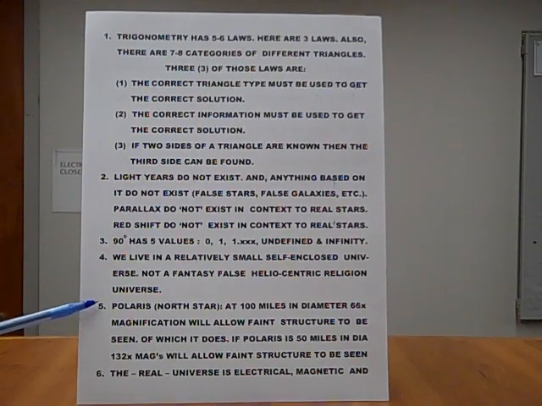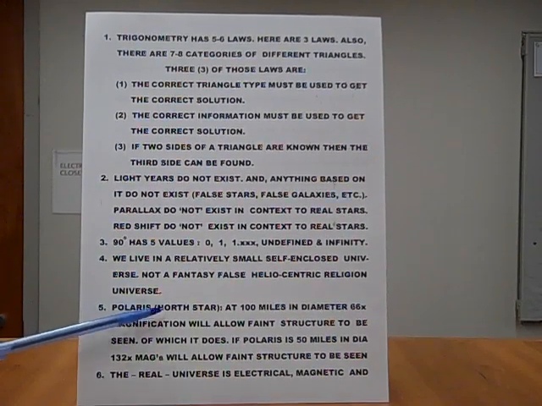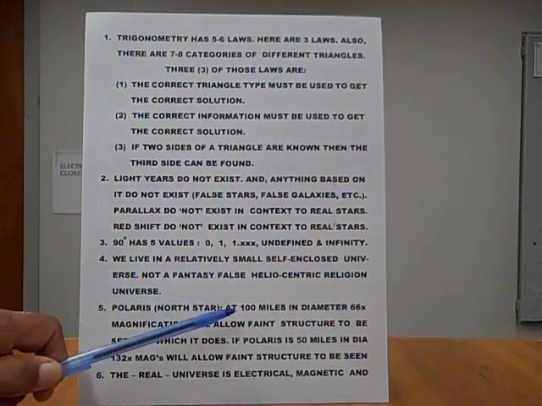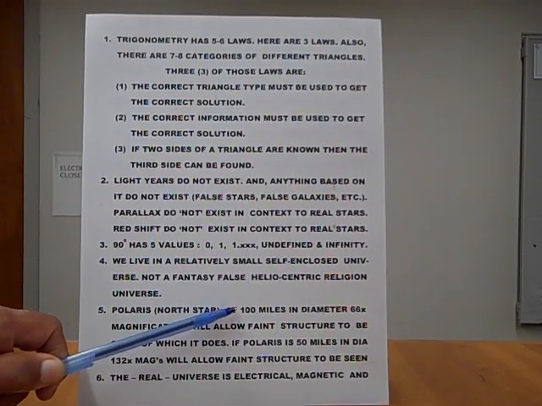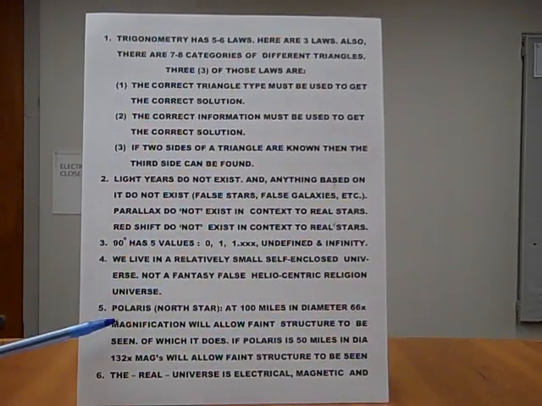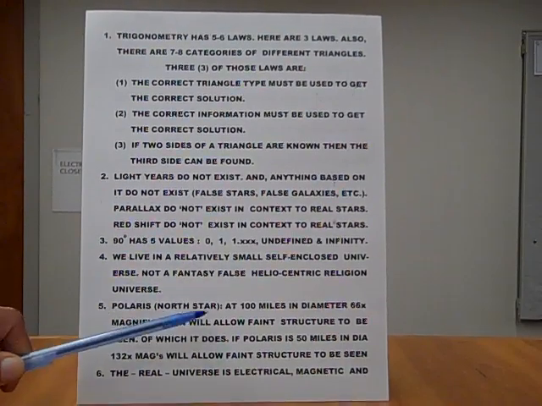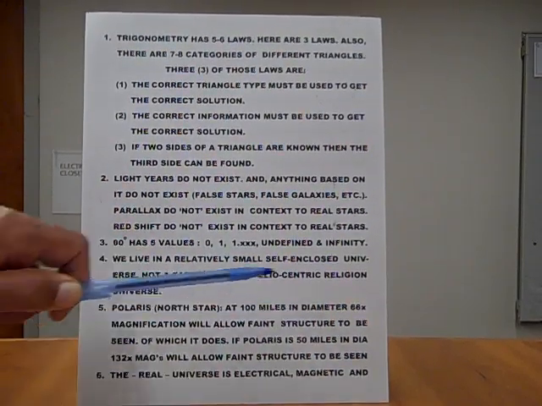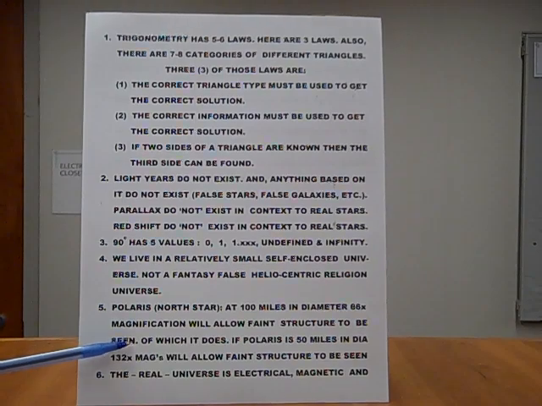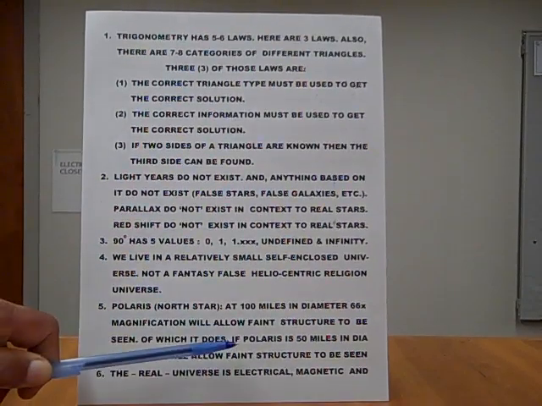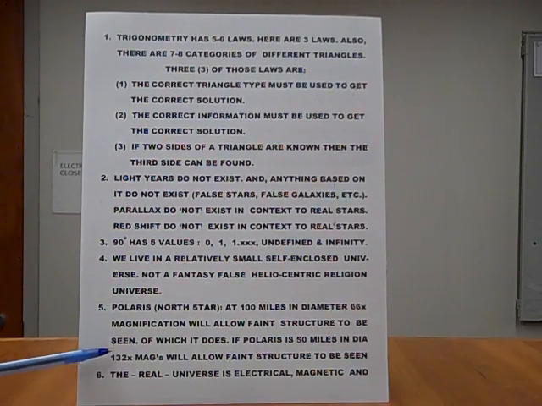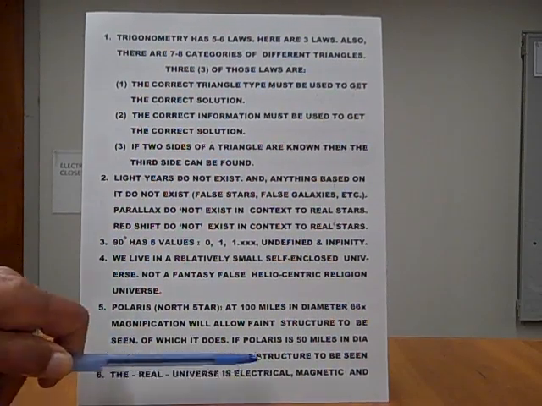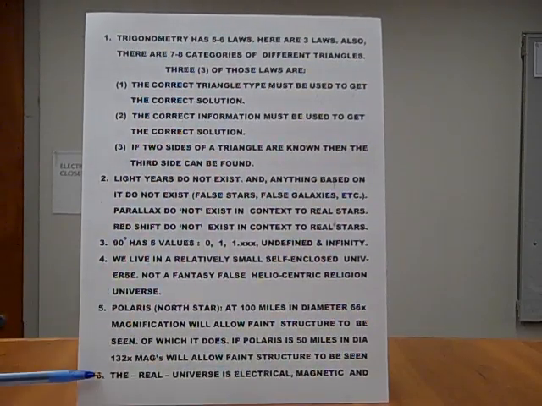Number 5, Polaris, the North Star, at 100 miles in diameter, 66x magnification will allow faint structures of the star to be seen, which it does, of course. And if Polaris is 50 miles in diameter on average, then 132x magnification will allow faint structure to be seen.